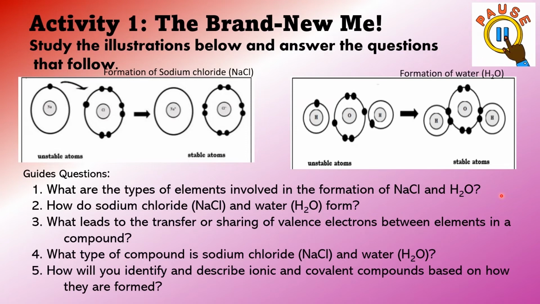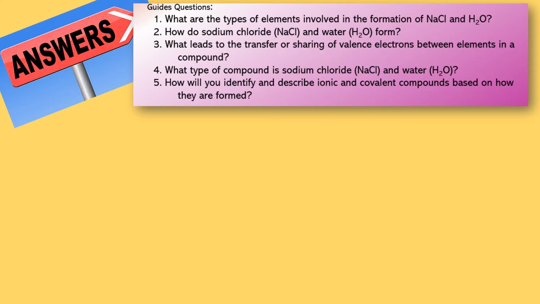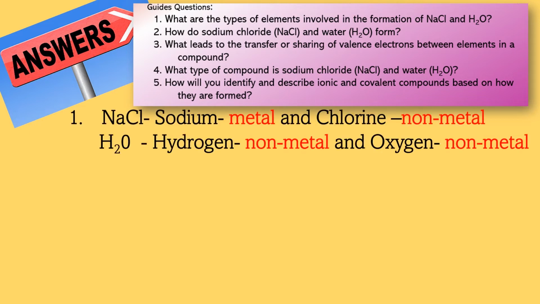You can write your answers in a separate sheet of paper. These are the answers for activity 1, the brand new me. Question number 1. What are the types of elements involved in the formation of NaCl and H2O?